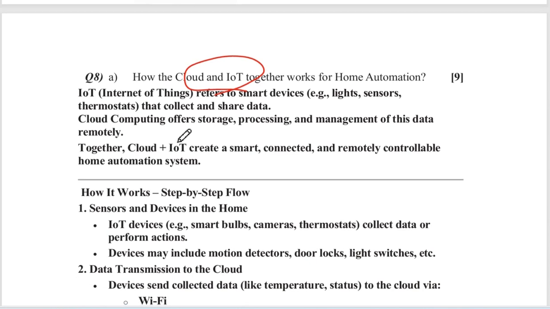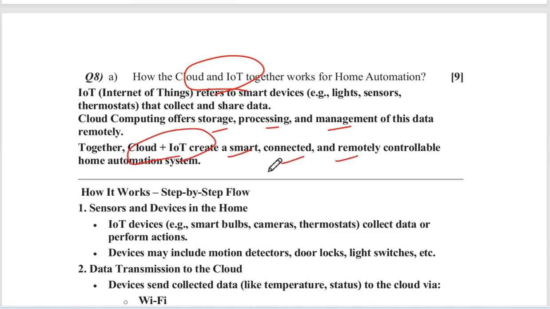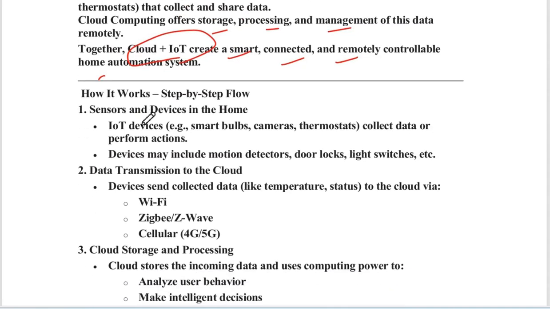How do they work? Cloud computing offers storage, processing, and management for the IoT application. So cloud plus IoT creates smart, connected, and remotely controllable home automation. So you have to explain home automation, right? So this is how IoT and cloud work.